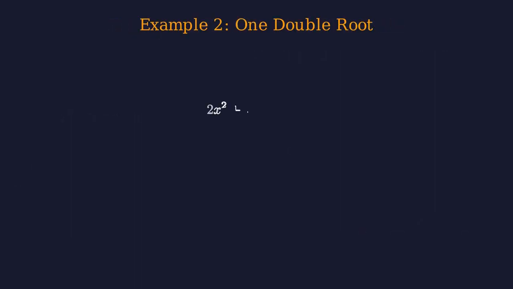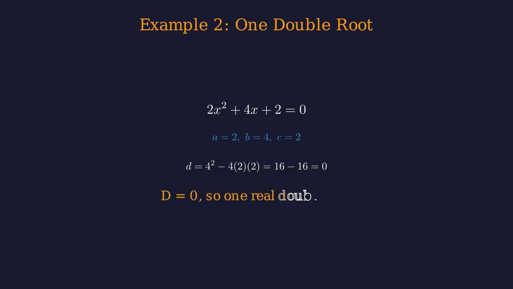Example 2. 2x squared plus 4x plus 2 equals 0. a is 2, b is 4, c is 2. D equals 4 squared minus 4 times 2 times 2 equals 16 minus 16 equals 0. D equals 0 means a double root. The quadratic touches the x-axis at one point. You can give the root as x equals negative b over 2a. Here x equals negative 4 divided by 4 equals negative 1. Make the statement: D equals 0, so 1 real double root, x equals negative 1.